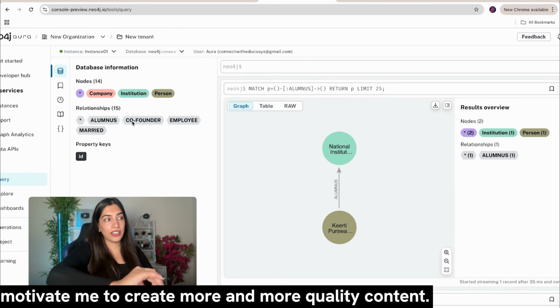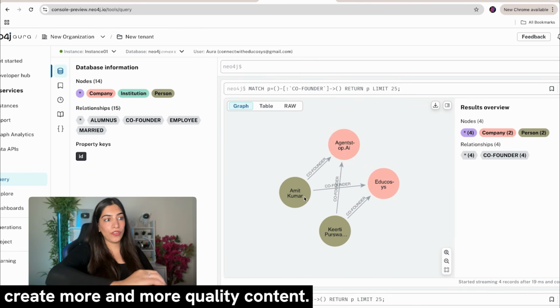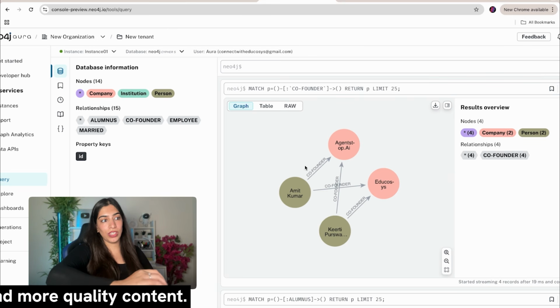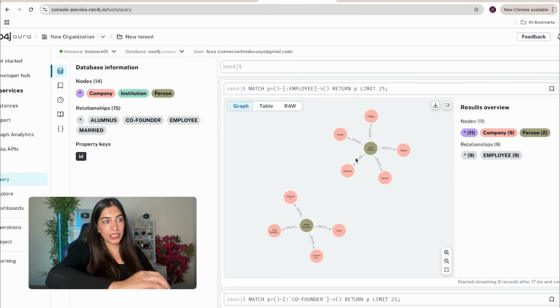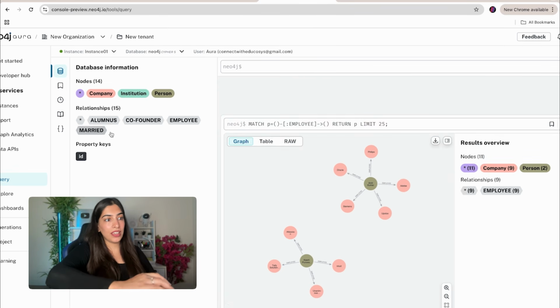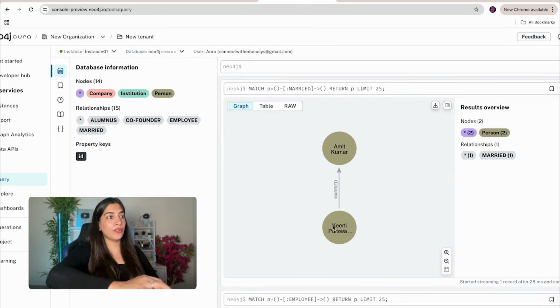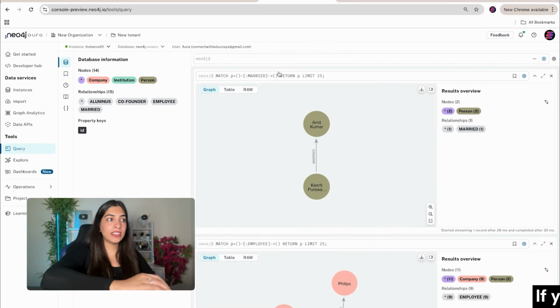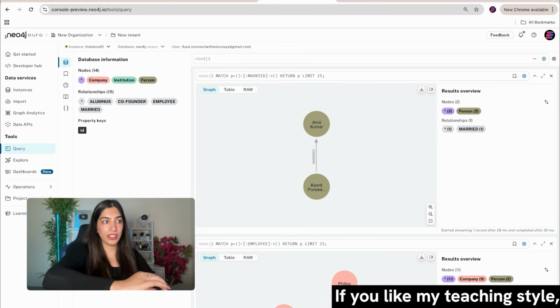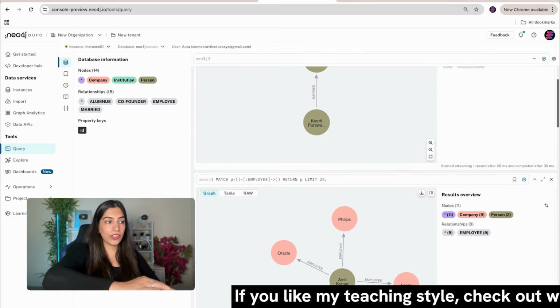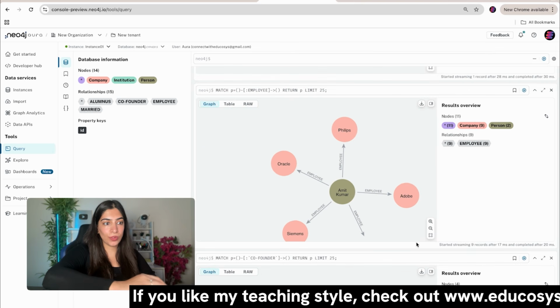So there is one relationship of alumnus. Then co-founder, these are the relationships. So we both are co-founders of AgentStop and Educosys. Similarly, employee relationships, married relationship, right? And if you want to see the entire graph, you can see the entire graph as well. And all the queries that I just ran, you will be able to see over here. So this was the query for seeing the married relationship. This was the query for the employee relationship. So this is what we just saw, right?